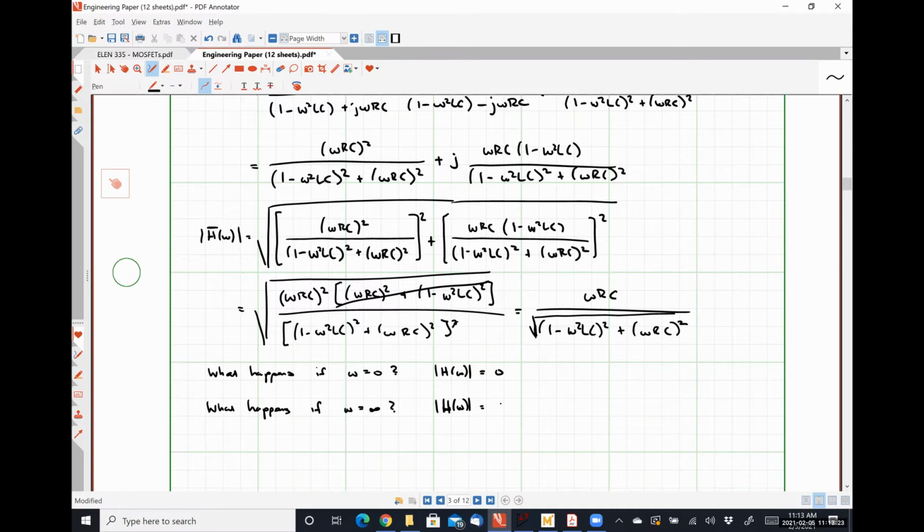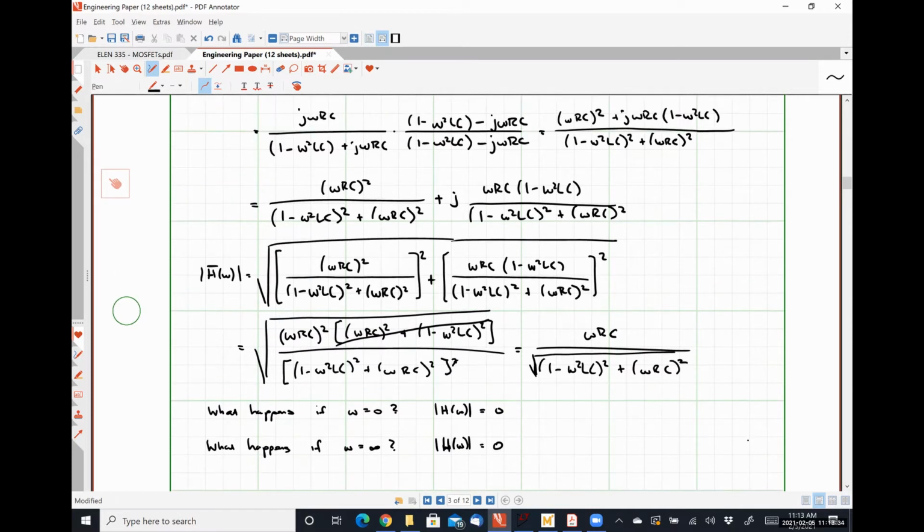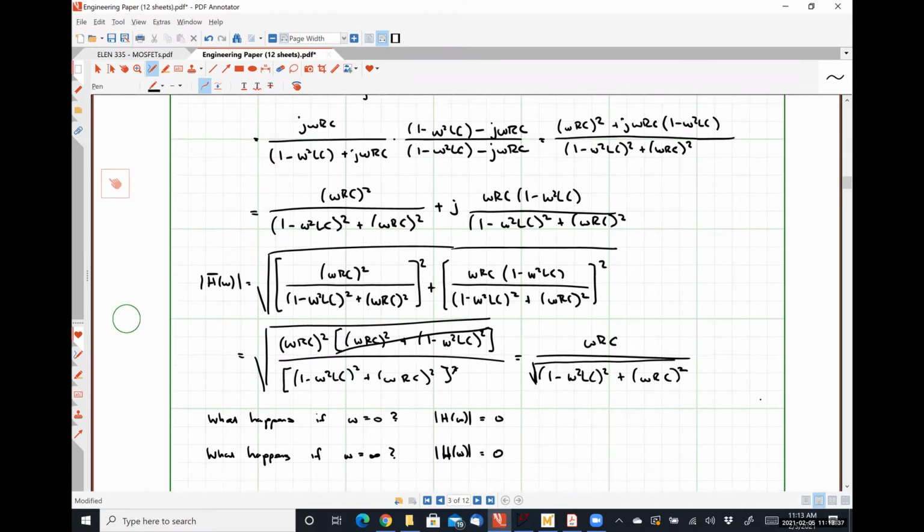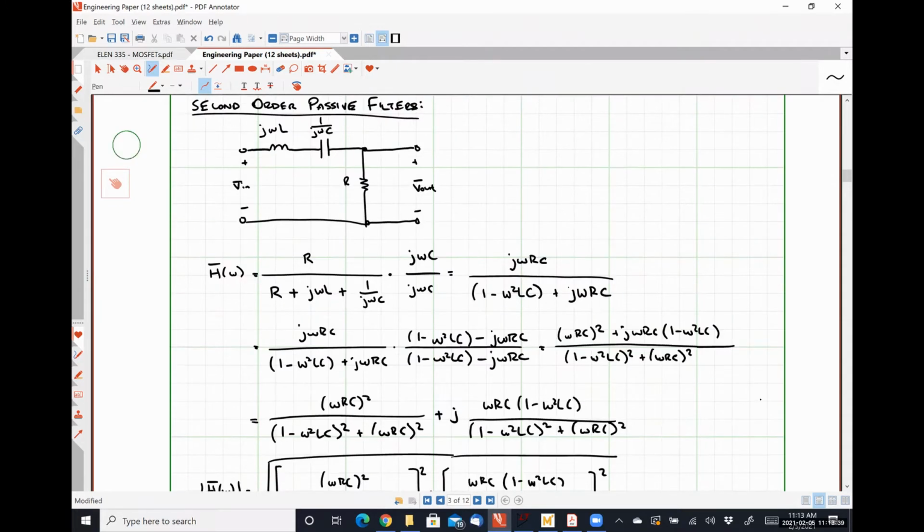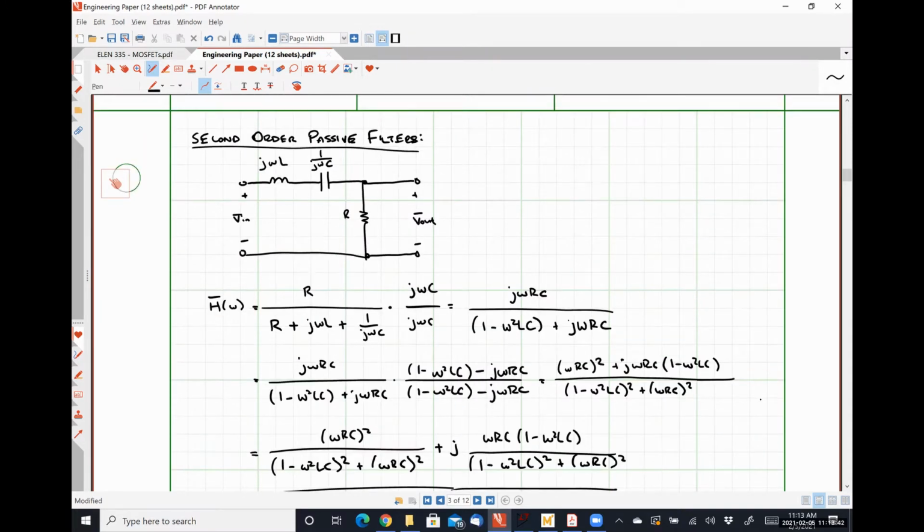Okay, so that may not be super obvious. There's a little bit of a potential question here. So there's another way that I would like to think about this, all right? At omega equal to 0, what is happening to the impedance of the capacitor? So omega equal to 0 implies it's a DC circuit, right? So how do we treat a capacitor in a DC circuit? It's an open circuit, right?